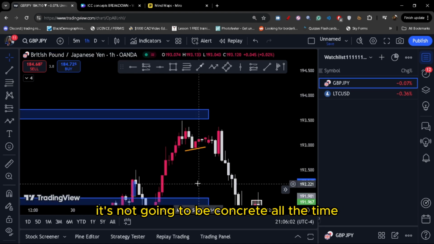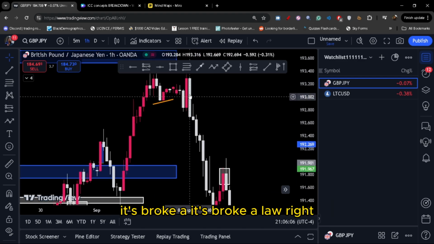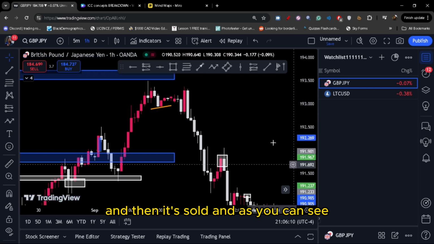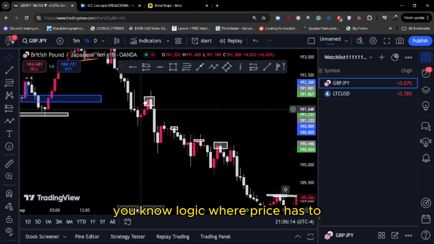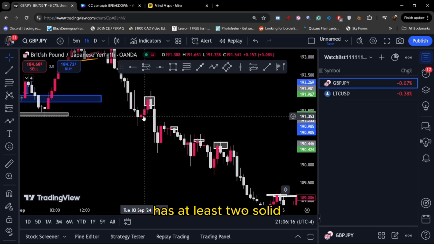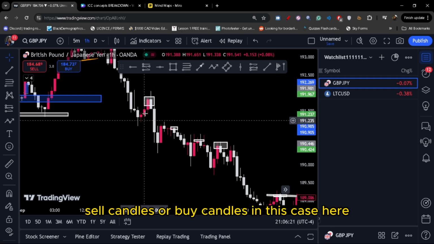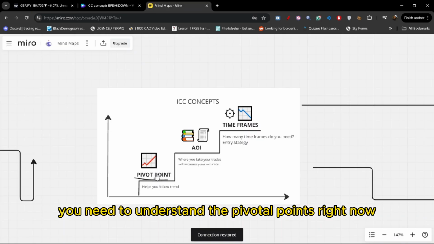It's not going to be concrete all the time, but in this case it was concrete: price created a low, it broke a low, and then it sold. And as you can see, it kept on maintaining that same logic where price has at least two solid sell candles, or buy candles in this case, because price is selling down. So that's the first thing you need to understand, the pivot points.